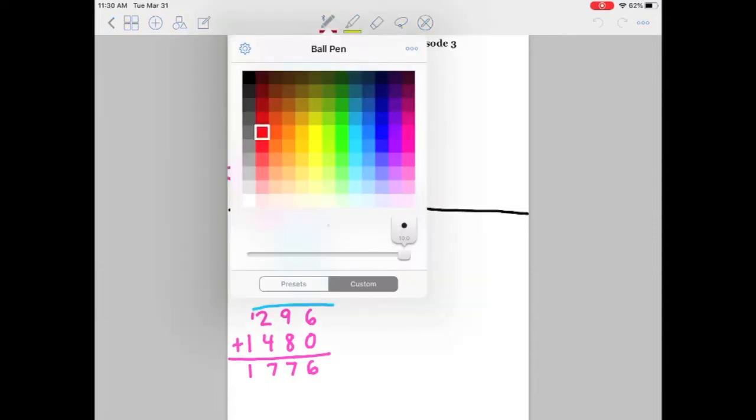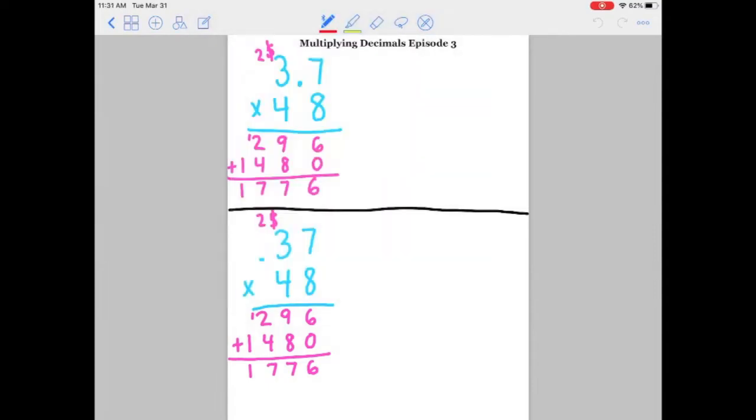I did all the work for you. I set up the problems. You guys already know how to do all that. Let's take a look at how we're going to move the decimal. This pretty much is the same thing we've been doing, except for the 48, I'm not really going to move a decimal because there's nothing to move.